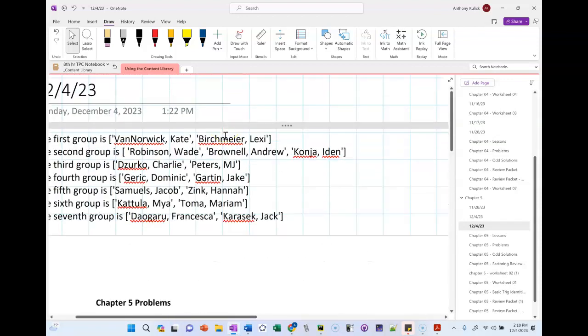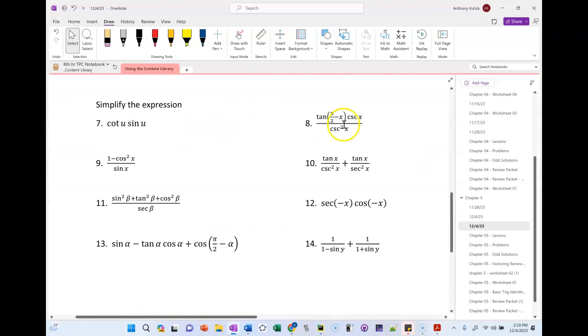Group 1 is Kate and Lexi. We're going to be doing 7 through 14. On number 7, what should we do first, algebra or identity? Okay, what algebraic thing could we do here on number 7? No, you cannot. But I'm glad that you wanted to check first before diving into an identity. So there is no algebraic thing to do. What identity could you use?